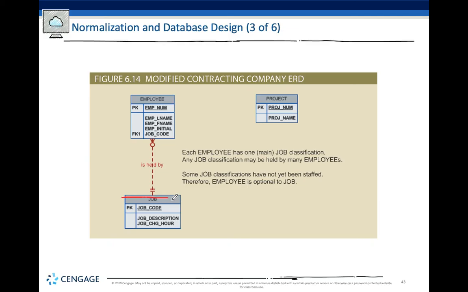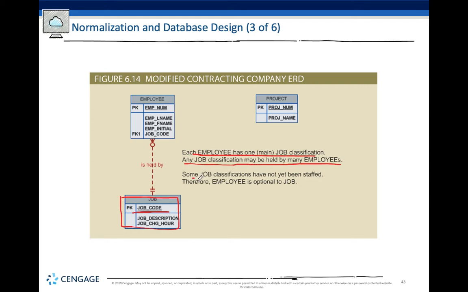We then created the job table. Now in the job table, earlier we did not have a job code as the primary key. So we create a surrogate primary key called job code. And then we identify the relationship between job and employee. And what is the relationship? Each employee has one main job. A job classification can be held by many employees. So a job classification can be held by 0 to many employees. One employee can hold one and only one job classification.